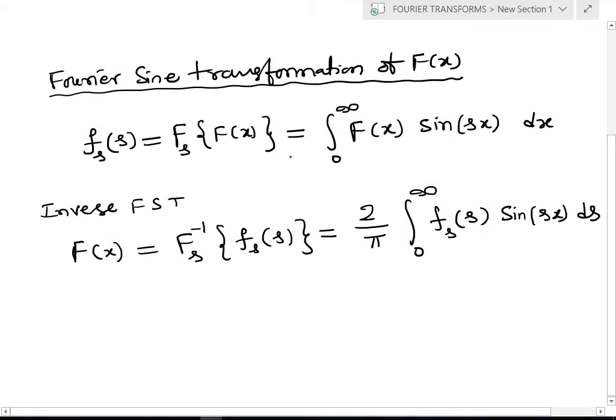Remember here, in the Fourier sine transformation of the function f of x, the limits are from 0 to infinity, f of x sine of s x, with integration with respect to x. But in the inverse Fourier transformation, the integration is with respect to s. Be careful. Generally you have the habit of writing x in both places, and that will become wrong.